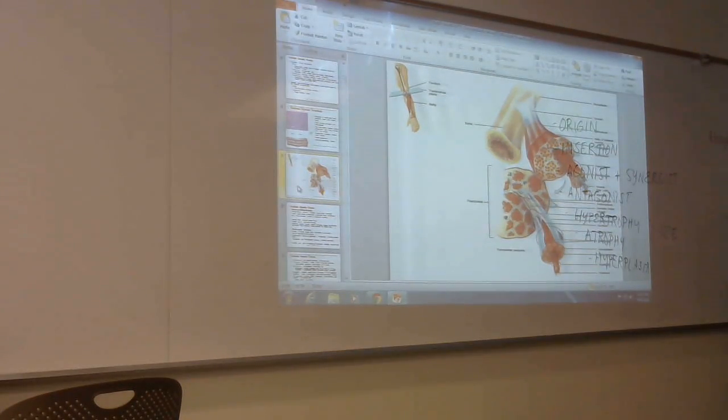I'm sure you've heard of denervation atrophy and disuse atrophy. So denervation atrophy is when the nerve gets cut, right? So it won't contract anymore. If it doesn't contract, it atrophies. It thins out. Disuse atrophy is just like Baba.